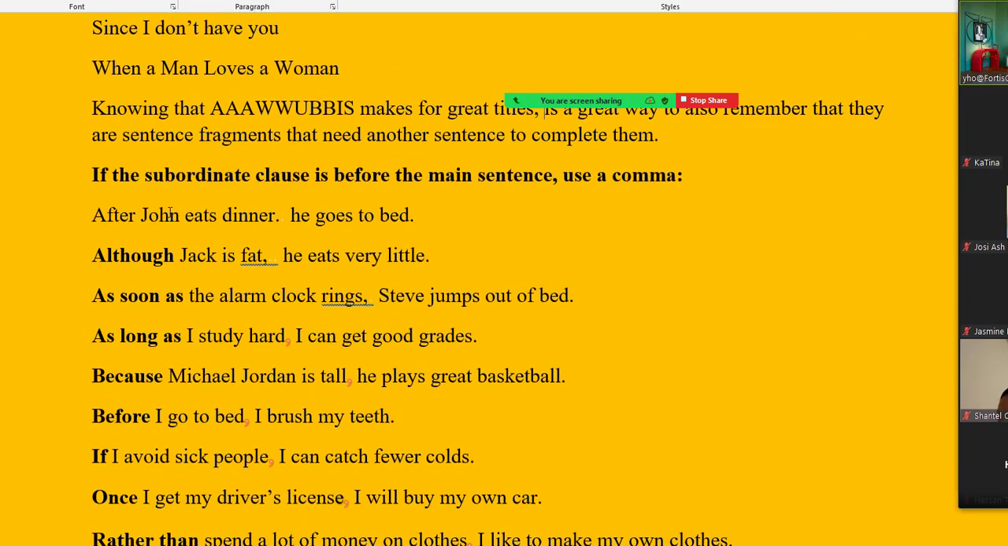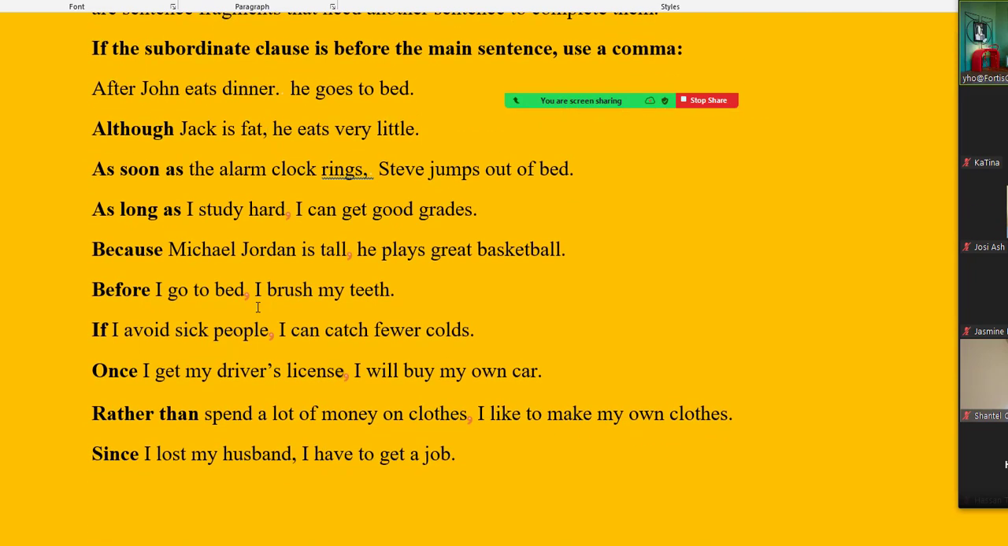So if the subordinating conjunction is "after," the dependent clause, so here, after John eats dinner, period, he goes to bed. That's not a correct sentence. So you always have to have, although Jack is fat, he eats very little. So when the dependent clause comes at the beginning of the sentence, you have a comma. As soon as the alarm clock rings, Steve jumps out of bed. As long as I study hard, I can get good grades. Because Michael Jordan is tall, he plays great basketball. Before I go to bed, I brush my teeth.